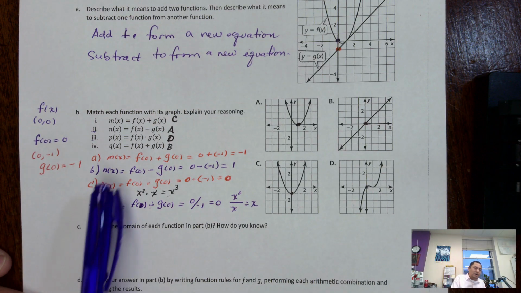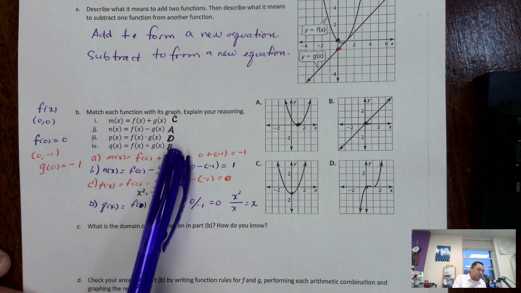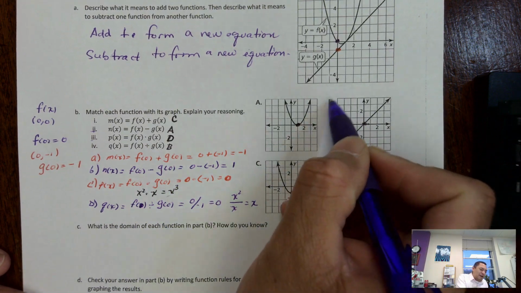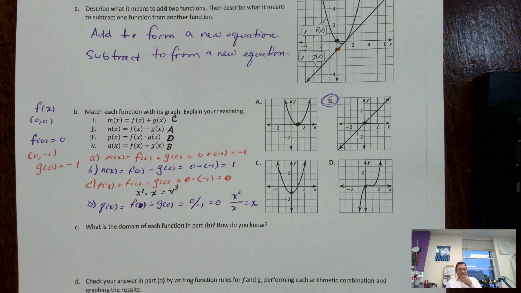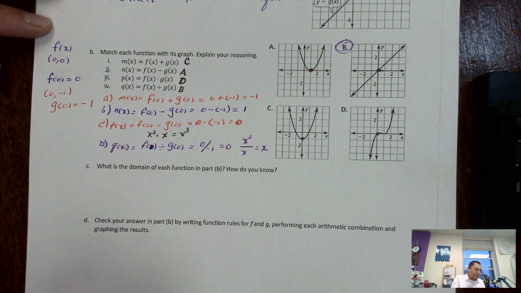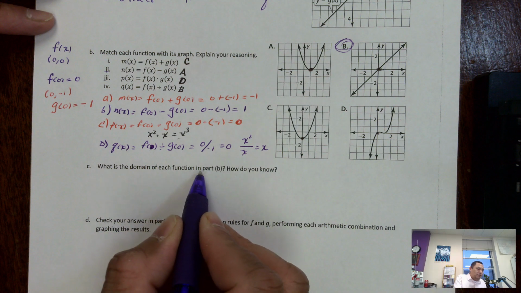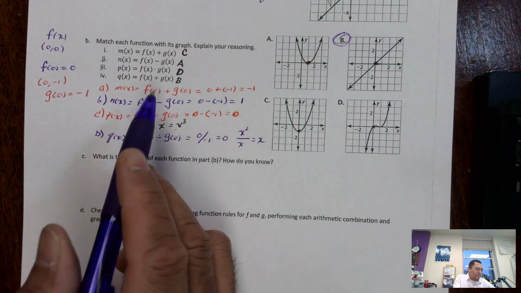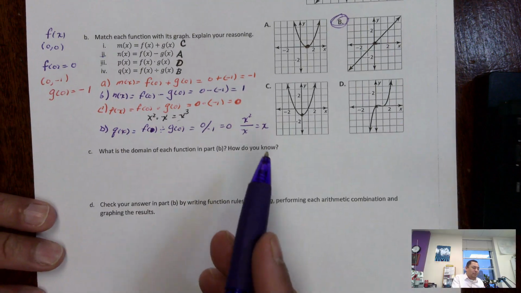So for D, or number 4 option, is B, the graph of B. So let's move to C. What is the domain of each function in part B? So we're going to find the domain.